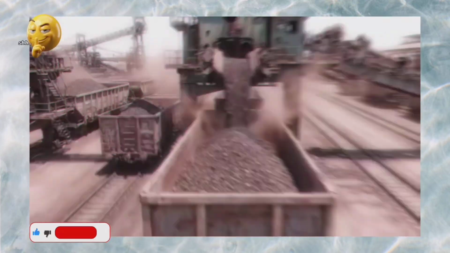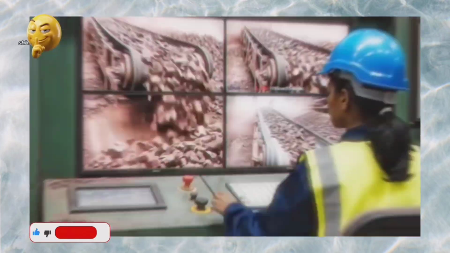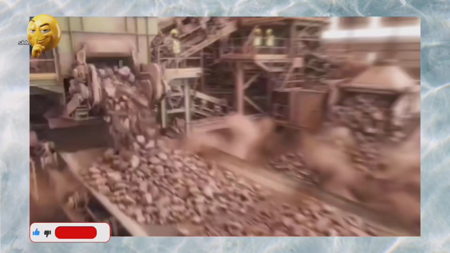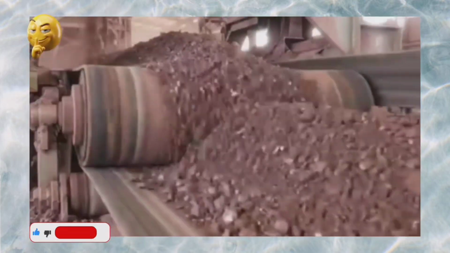Chapter 1. Iron ore mining. The process begins at vast iron ore mines. Depending on the deposit, mining is done through open-pit mining, where massive excavators remove surface rock, or underground mining, where tunnels reach deep ore bodies.